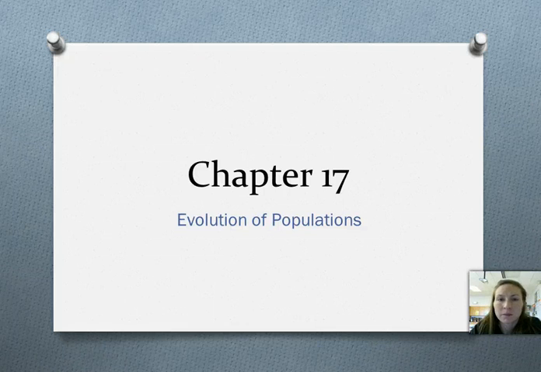Hey guys, we're moving on to chapter 17 today, which takes the focus of evolution and the processes into specific populations and how those populations are affected over time through mutations and natural variation. So hopefully you have one of your note sheets for Cornell notes, and we'll get going.